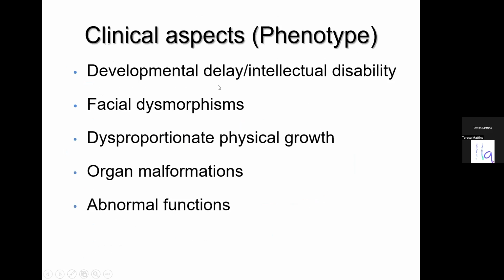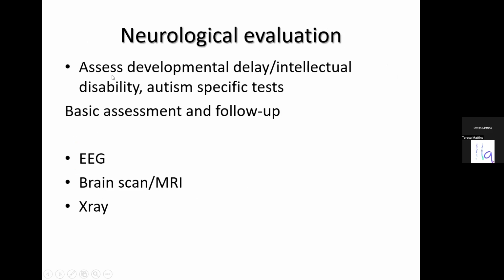Clinical aspect: there is a developmental delay, intellectual disability, as I have told already, and assessment of developmental delay and intellectual disability should be done, and when the child is about 3, autism-specific tests should be done. Basic assessment should have a follow-up. EEG, brain scan, MRI, X-rays should be done according to the phenotype we have spotted at first.